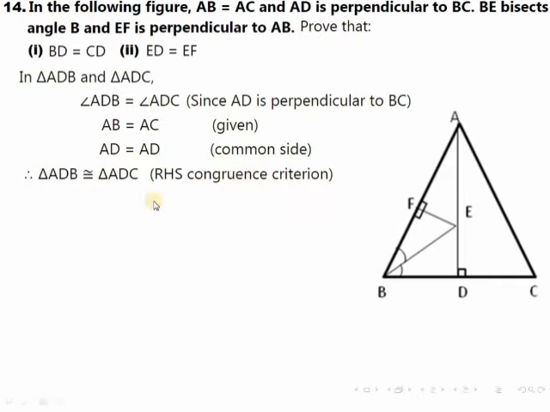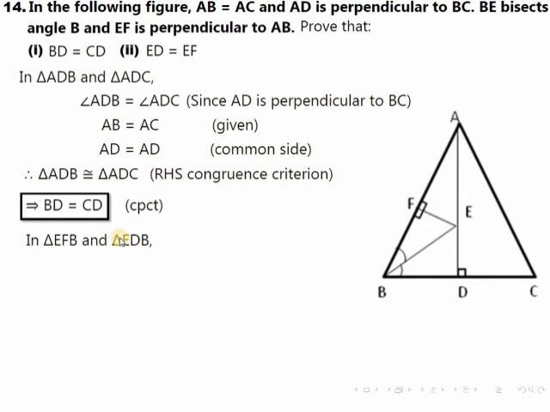All right, so if they are congruent to each other, I can say that by CPCT BD is equal to DC. Okay, so that's what we need to show here. Now let's see the other part.